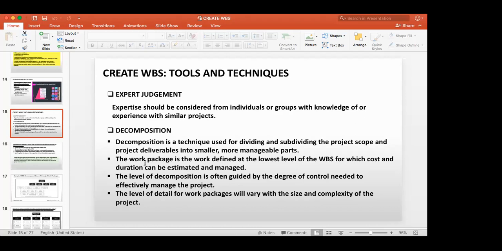Note එක කියලානේ. Work package is the work defined at the lowest level of the WBS for which cost and duration can be estimated and managed. එතකොට අන්තිම level, the level of decomposition is often guided by the degree of control needed. The level of detail for work packages will vary with the size and complexity of the project.